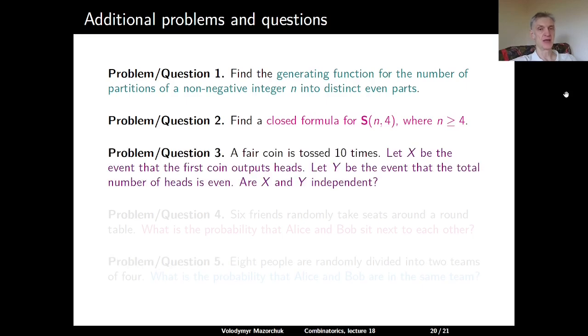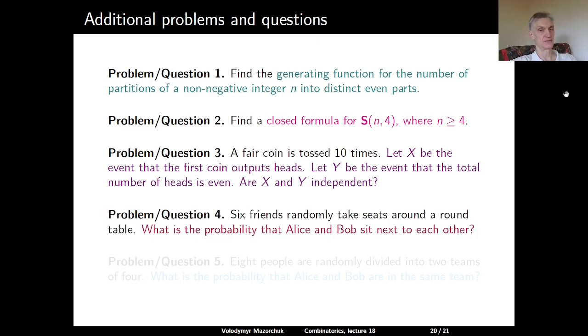Problem question 3. A fair coin is tossed 10 times. Let X be the event that the first coin outputs heads. Let Y be the event that the total number of heads is even. Are X and Y independent?